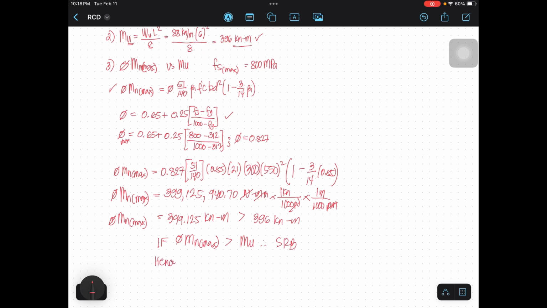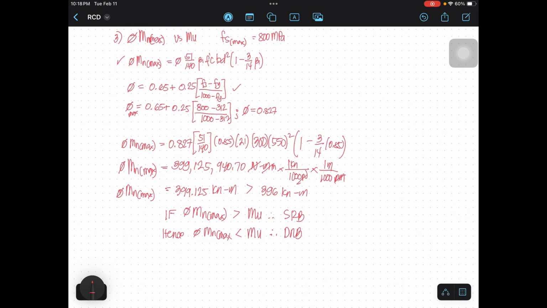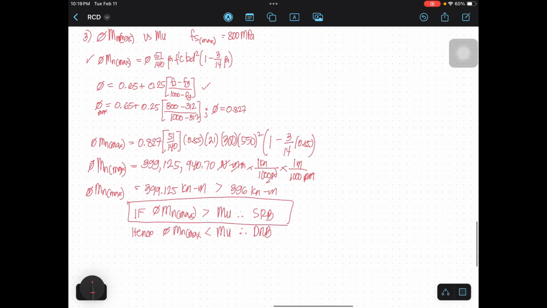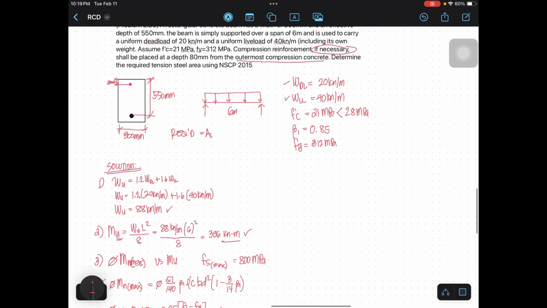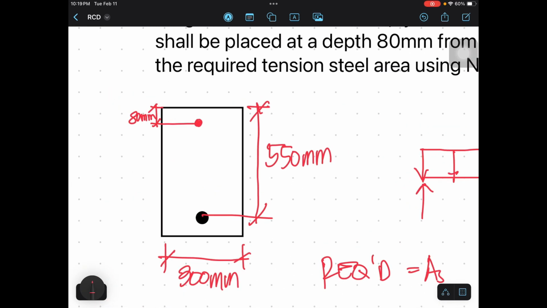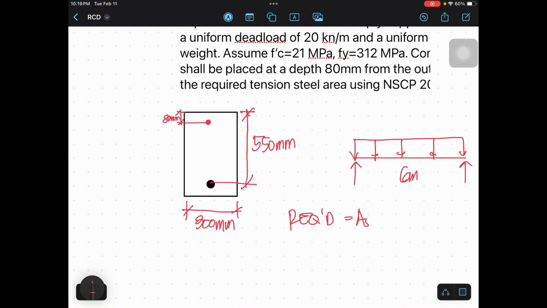Hence, if rho MN max is less than MU, ibig sabihin kulang pa siya, DRB tayo nun. Okay? So, since in this case, mas malaki yung ating max over MU, so yung ating section is SRB. Singly reinforced beam siya. So, wala pa tayong masyadong concern sa compression reinforcements niya dito.